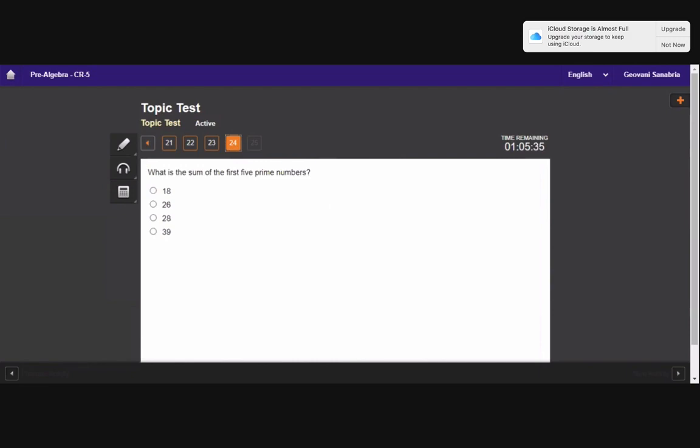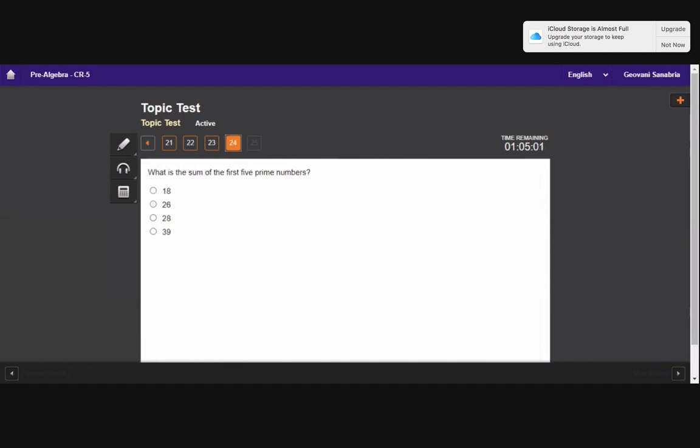What about 6? Is that a prime number? No, because you can divide it by 2 or by 3. What about 7? It is a prime number. What about 8? No, because you can divide it by 2 or 4. So that's 1, 2, 3, 4. We need one more. What about 9? You can divide it by 3, right? So that's not a prime number. What about 10? No, you can divide by 2 or by 5.